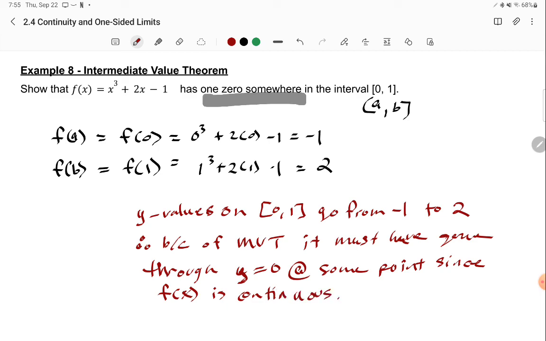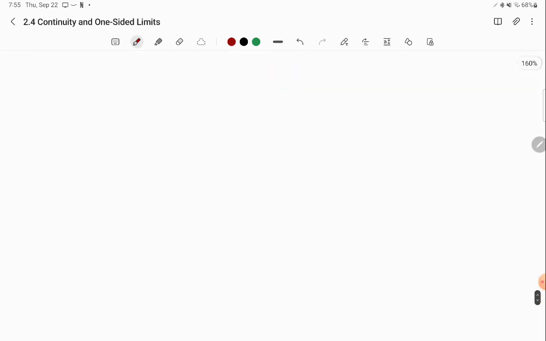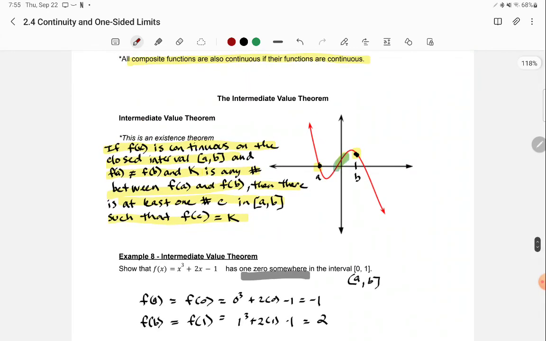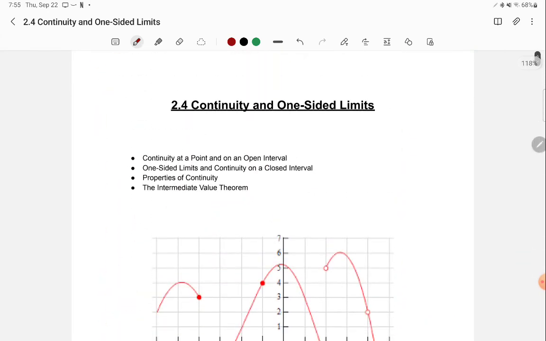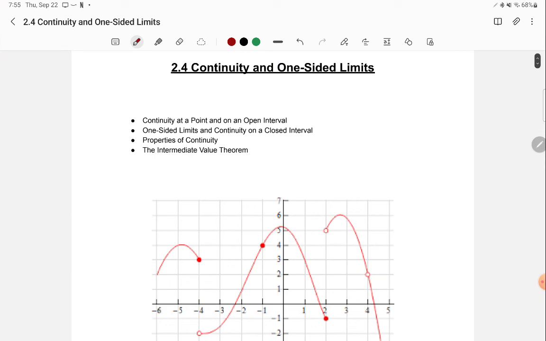Again, it's common sense, but that just shows the importance of knowing that a function is continuous in order to assume that other points on that line must exist. Okay, so that's the intermediate value theorem. And that is it for these notes. So in these notes, we talked about continuity and one-sided limits. Thank you for listening.